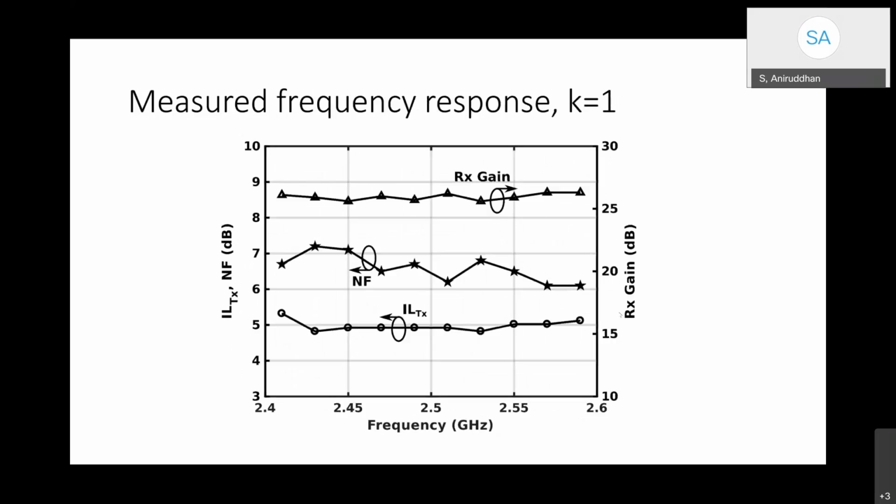And this shows the frequency response across the 2.4 to 2.46 gigahertz band. This shows that the receiver and the proposed idea is fairly robust over a large band of frequencies.